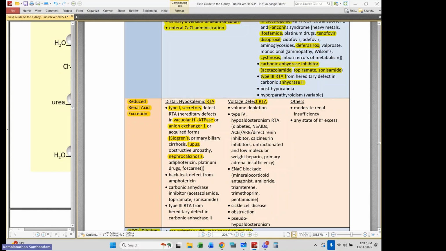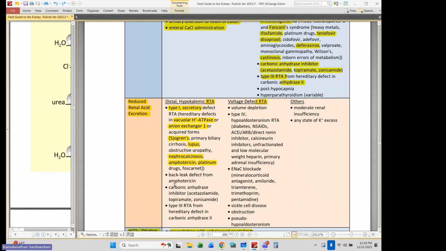Okay. Amphotericin is a specific form of distal RTA, which is not traditionally known as a type 1 secretory defect. We'll talk about that so-called back leak RTA. Platinum drugs cause impaired urine acidification in the distal nephron as well. Again, amphotericin is most classically described as this back leak RTA.